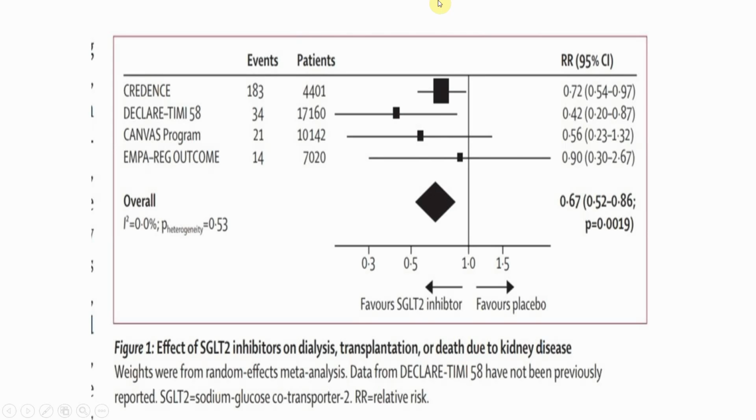Coming into the study, all four studies had an odds ratio less than 1. This vertical line denotes the odds ratio of 1. So all the cases had a value which is less than 1 with significance, p-value of 0.0019, which shows the study is significant.